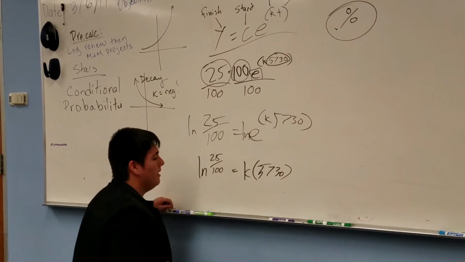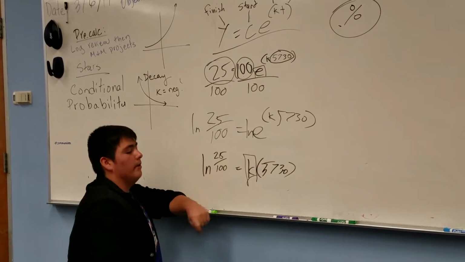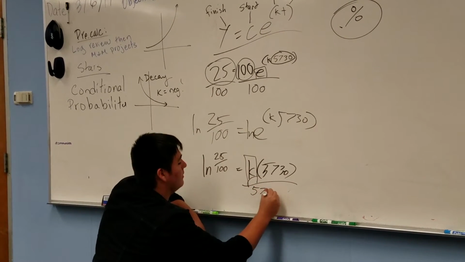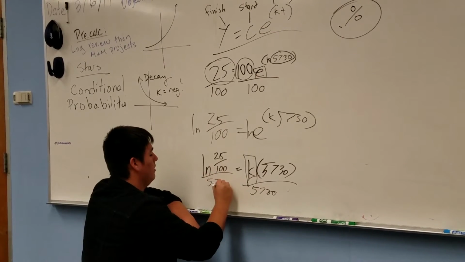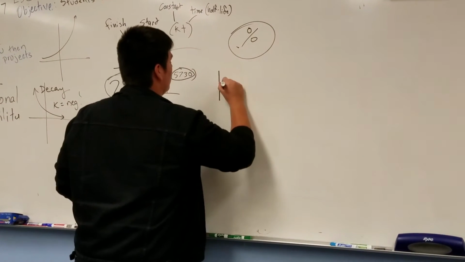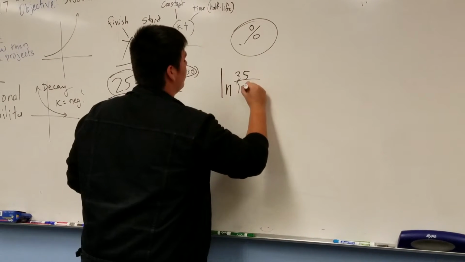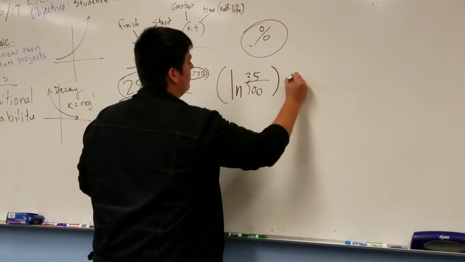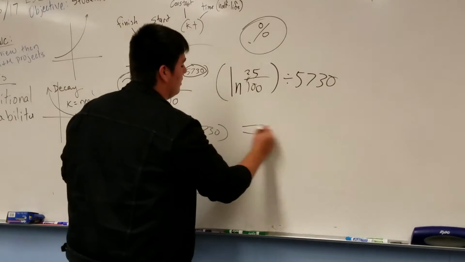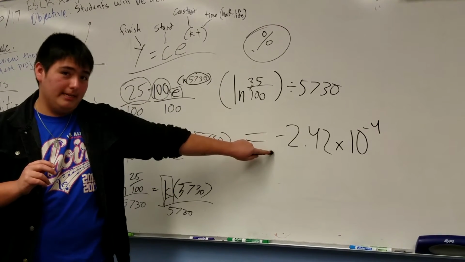5,730. Now, because the number we are finally trying to get at is K, that's the only one we do not know. We have to get it by itself by dividing both sides by 5,730. To write this simply, if you were to use it in a calculator, it would come out as ln 25 over 100, all divided by 5,730. The answer that we get for this will be negative 2.42 times 10 to the negative 4.